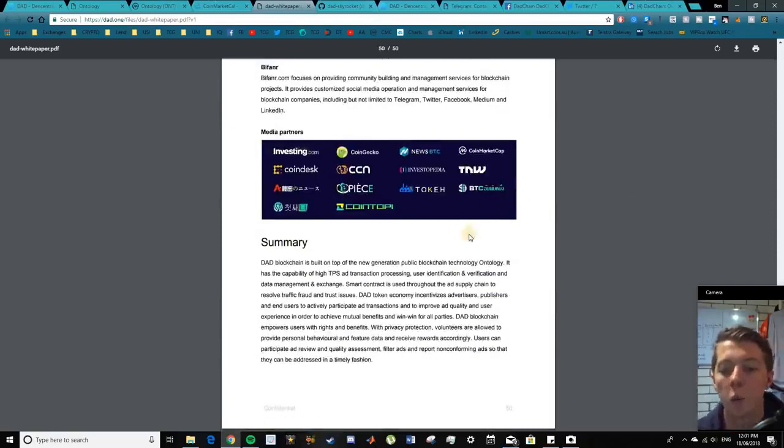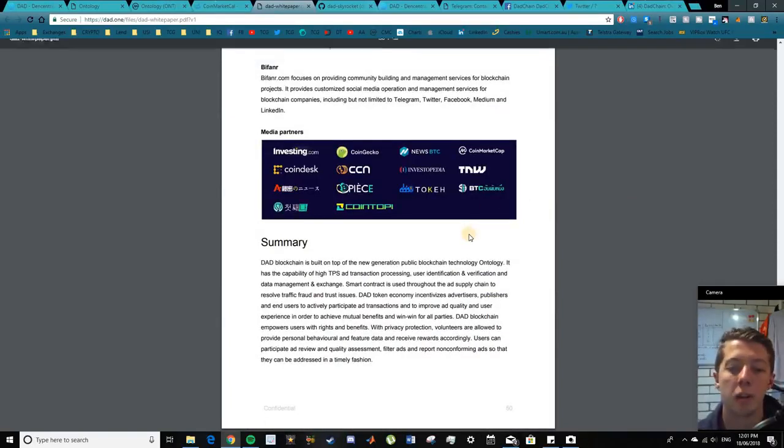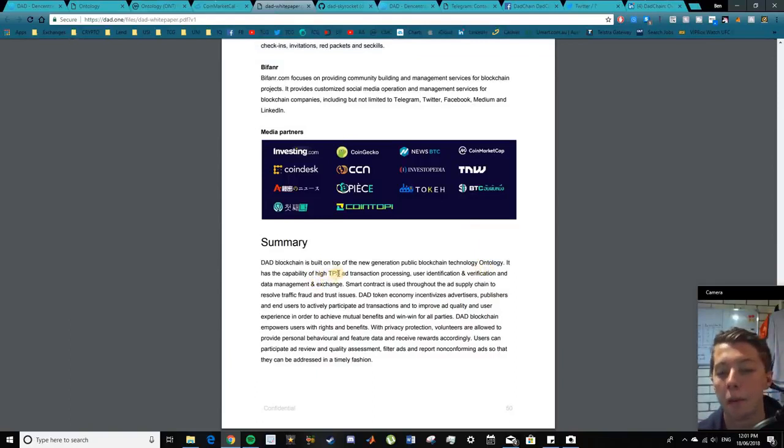And just to give you guys a quick summary, basically DAD is built on Ontology because it has a capability of high transactions per second, ad transaction processing, user identification, verification, data management and exchange. So the smart contract is used throughout the ad supply chain to resolve traffic fraud and trust issues, which are a big problem in the space. The token economy will incentivize advertisers, publishers, and end users by actively participating in ad transactions to improve the ad quality and user experience in order to achieve mutual benefits.